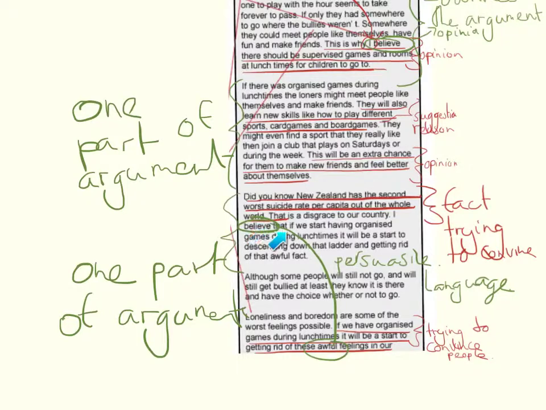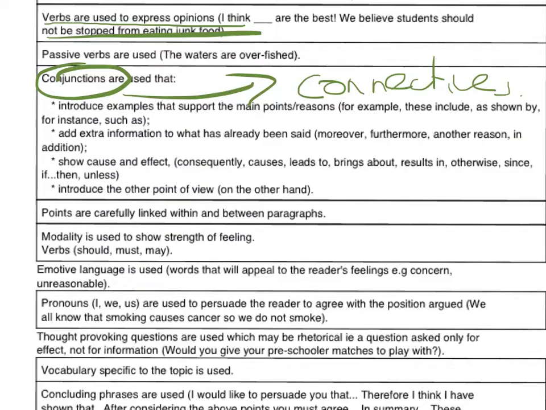Another key feature is persuasive language features. Words where the writer has added them in to add effect. Awful, believe, good, great. Those types of words are all opinions. And then the facts are used to back up the opinion. So if we go back to here, you can see again connectives are used, verbs are used to express their opinions, emotive language is used, concern, unreasonable, that type of thing.